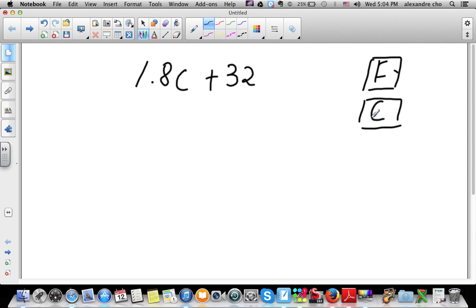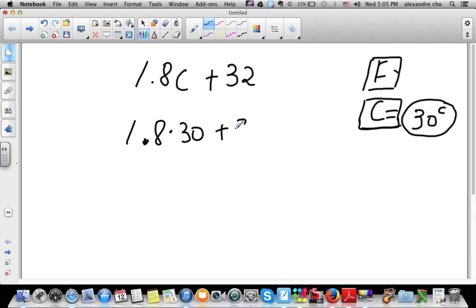So let's say, and the question says, let's say in Rio de Janeiro, Brazil, the temperature there is 30 Celsius. What would it mean to us here living in the United States? Well, you would plug this number over here. So in this case, C equals 30 Celsius. So let's see what happens. You get 1.8, that's a decimal hit job by the way, 1.8 times 30 plus 32.